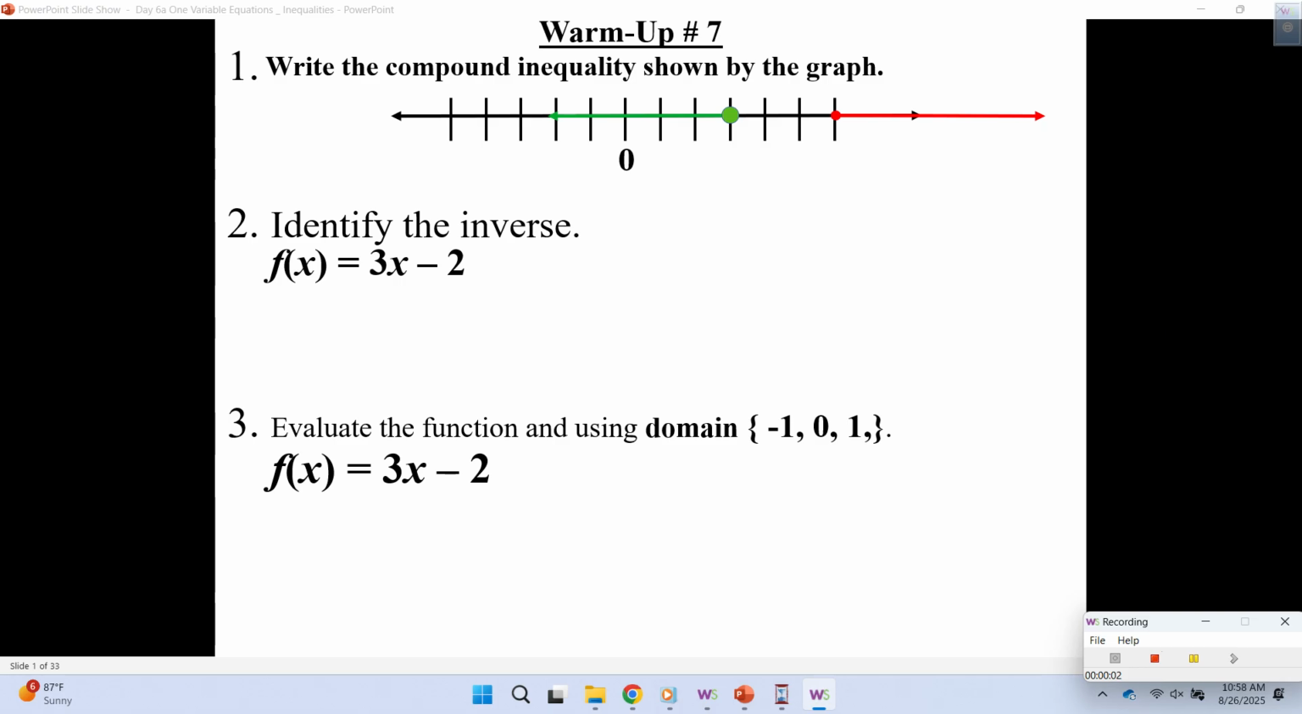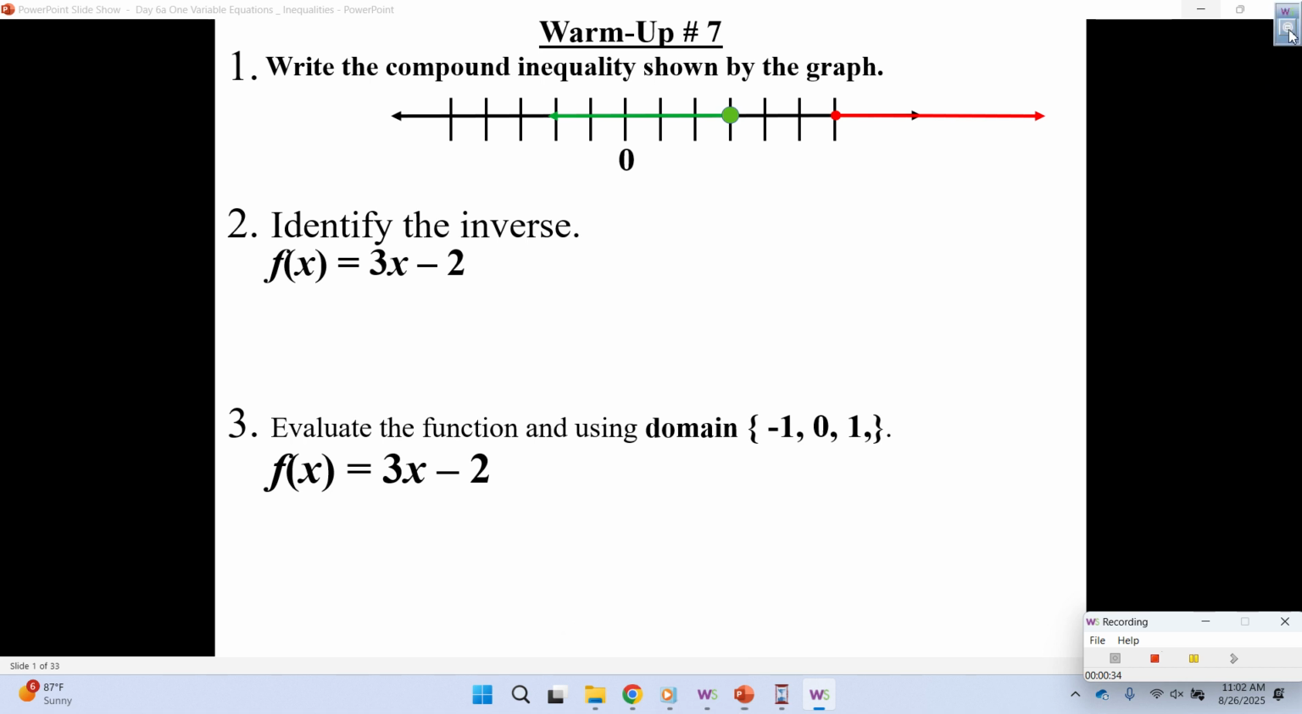Warm-up number 7 is on the screen. Let's get started, please. Number 1 says, write the compound inequality shown by the graph. Number 2, identify the inverse. f of x equals 3x minus 2. And number 3, evaluate the function using the domain -1, 0, 1. f of x equals 3x minus 2. I'll give you guys some time. Copy and go.